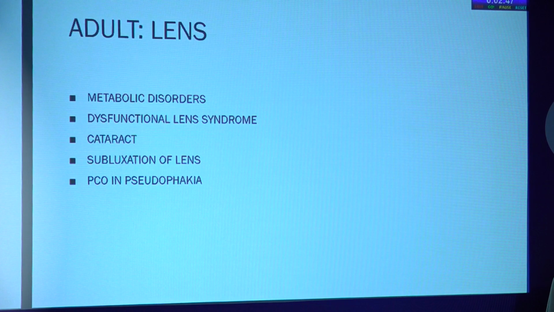Now, coming to the lens, metabolic disorders are one of the commonest causes for sudden diminution of vision. Of course, most likely uncontrolled diabetes. So, a full, complete blood workup has to be done before we say that the eye is perfectly normal and there is no cause for diminution of vision in the eye itself. So, diabetes is one of the commonest causes for an unexplained diminution of vision. Now, I'll talk a little more in detail about dysfunctional lens syndrome.